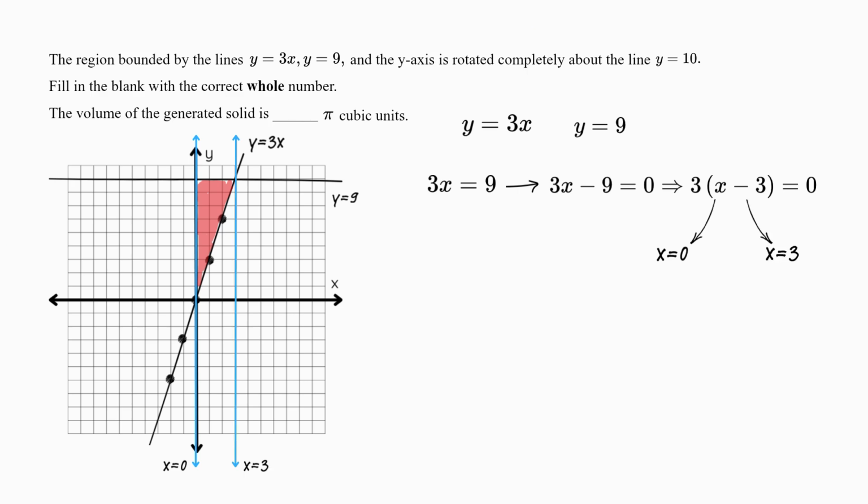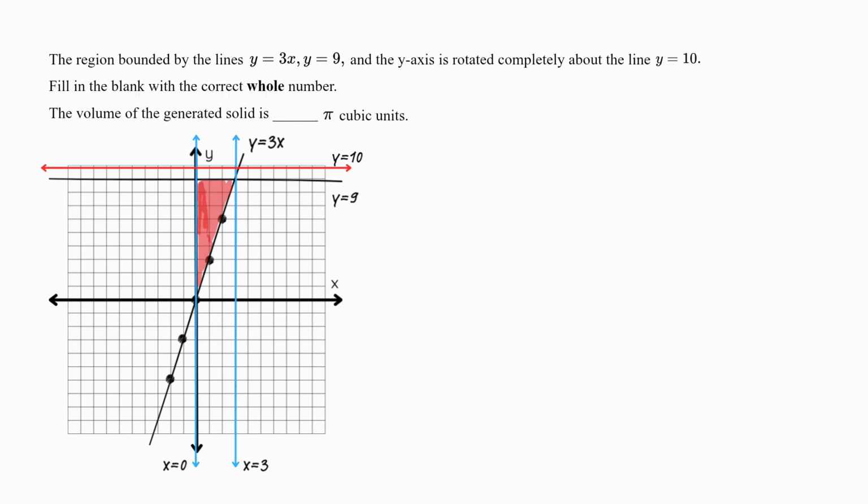Now, look at our rotation line, y equals 10. This is a horizontal line above our region. This means we are rotating horizontally, so we will integrate with respect to x. Because there is a gap between our region and the axis of rotation, we get a hole in the middle, like a donut or a washer.